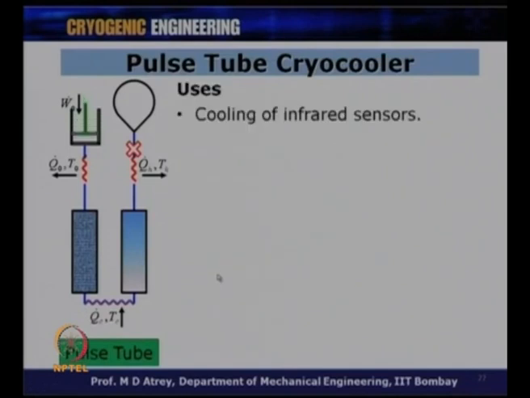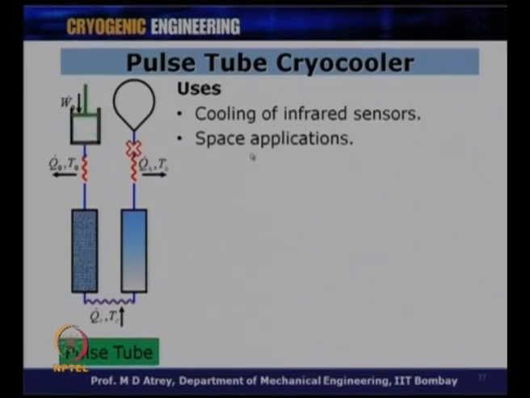Pulse tube cooler has the biggest advantage of having no displacer and therefore no mechanical drive, and therefore no vibrations or less vibration in this case. It can also be used for cooling infrared sensors. It can be used in space application. It is just being used now, the usage has just started.